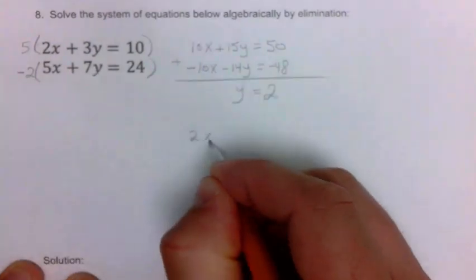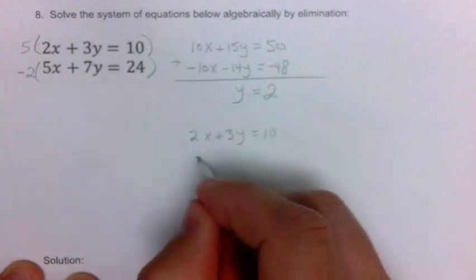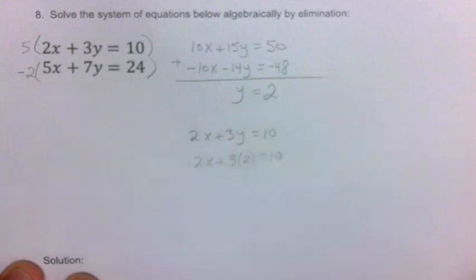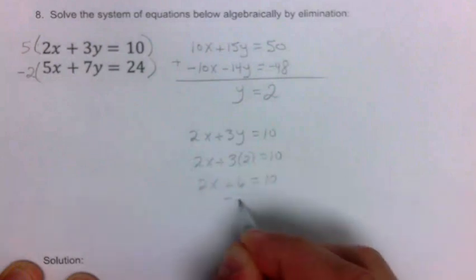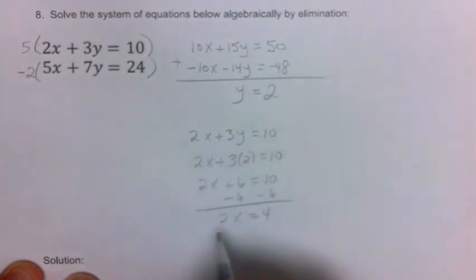Let's get x now by using the equations of the system. The first was 2x plus 3y equals 10. Y is 2, so 2x plus 3 times 2 equals 10. 2x plus 6 is 10, so if we subtract 6 on each side, 2x is 4. Dividing each side by 2 means that x is 2.